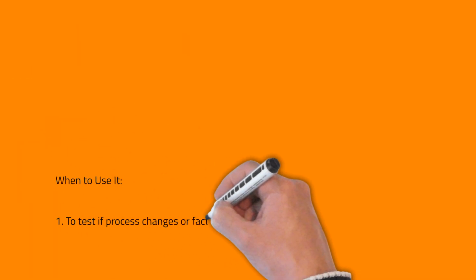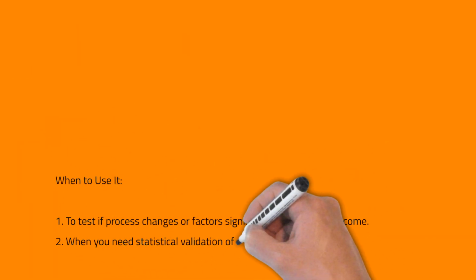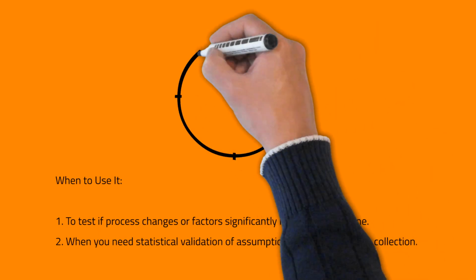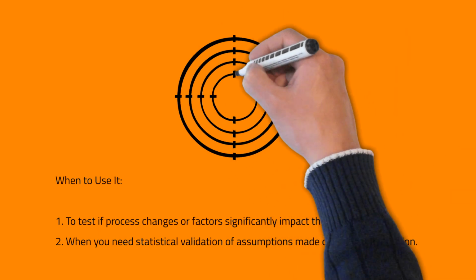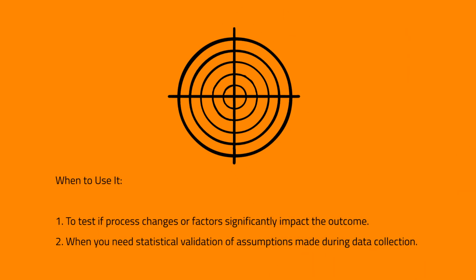This is especially useful when you want to ensure that any changes you're making to a process are backed by statistical evidence, rather than random chance. It gives you confidence that improvements will lead to measurable results.